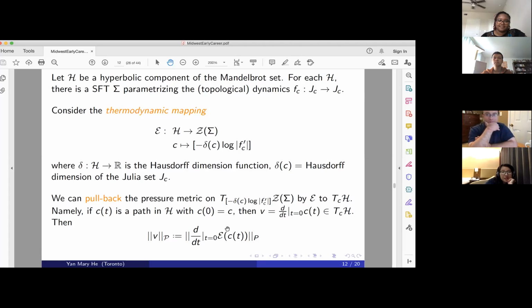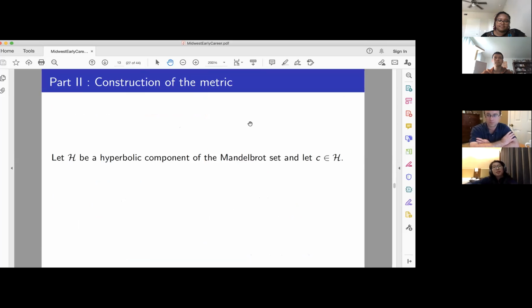Yeah, and so far we do not know if the metric is degenerate, because for this thermodynamic mapping, although the metric on Z sigma is non-degenerate, the mapping may map something to a zero cohomology class, right? So actually this is the most difficult part of the work. Okay, so now I will start telling you how to construct our metric.